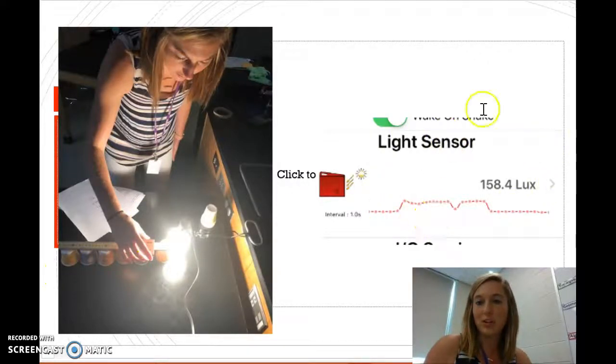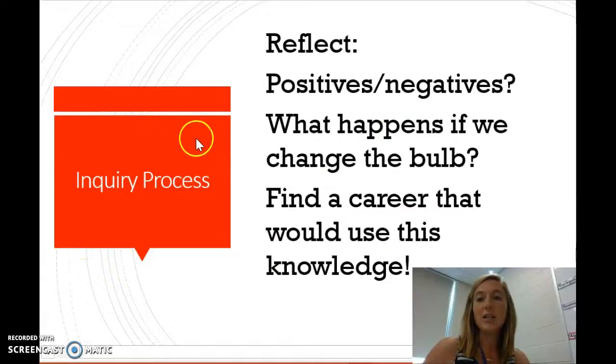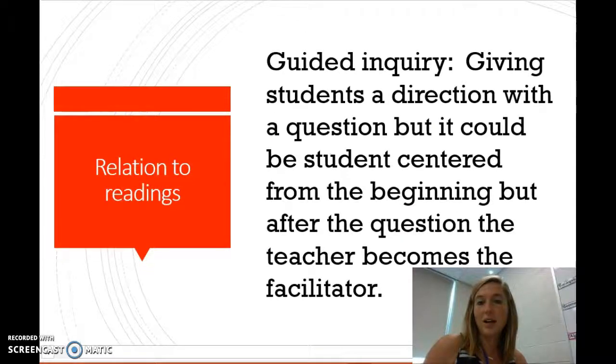This is also on the side here, what the sensor looks like and how it was reading. When it plateaus, that means that's what it's like at that specific centimeter. So I did 5 centimeters, 10 centimeters, and I kept going back, and it dropped significantly. Students would then have to reflect on what the positives and negatives were and find a career to apply the knowledge.